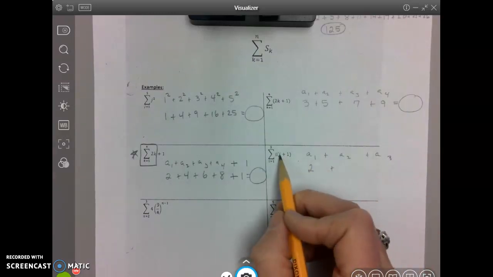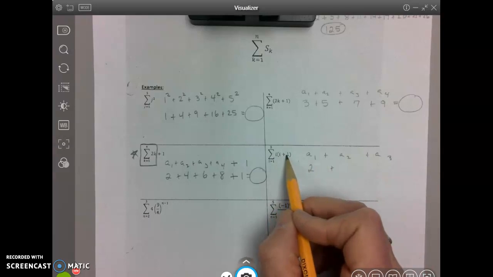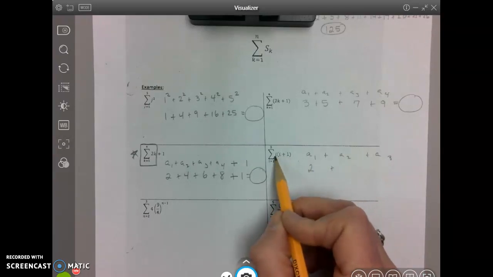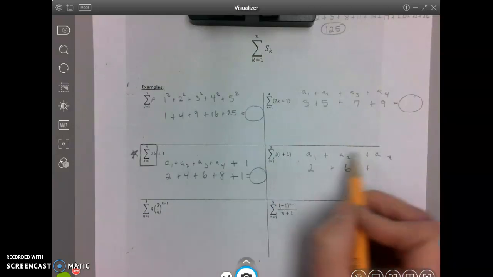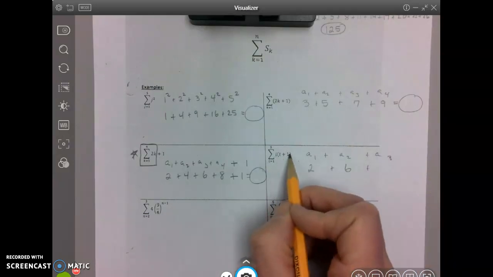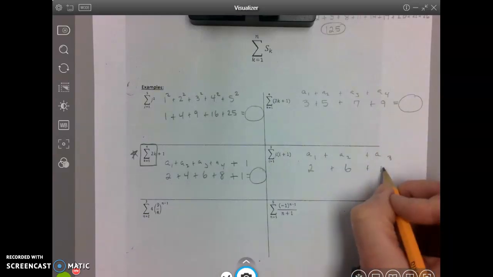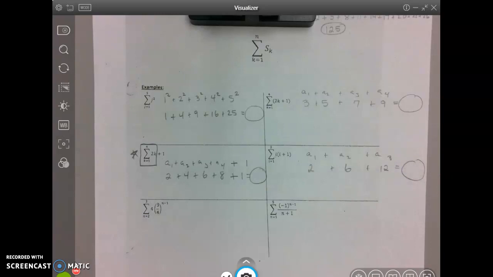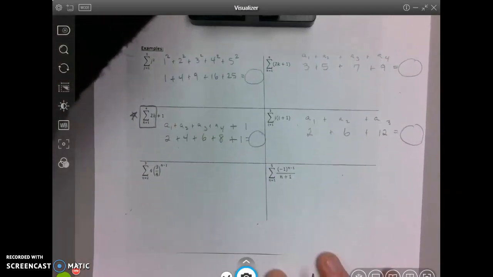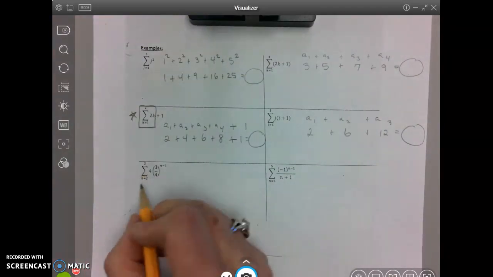And we always do what's in parentheses first. 2 plus 1 is 3. 3 times 2 is 6. And then 3. 3 plus 1 is 4, times 3 is 12. And I would add those up and get my sum. All right. If you want to try doing the next few on your own, you can.